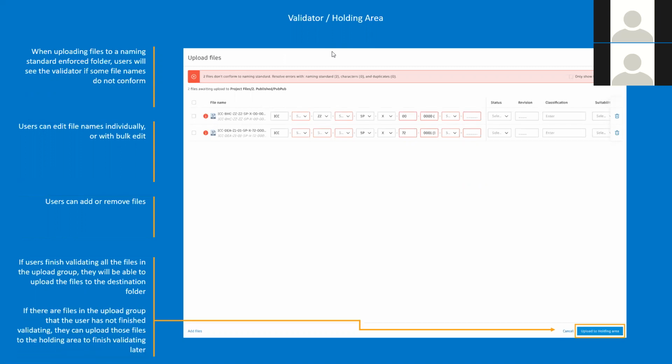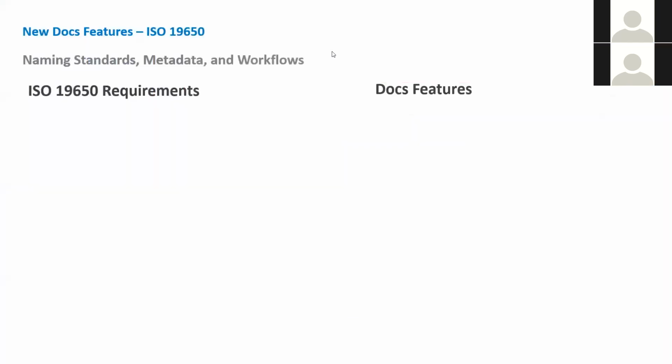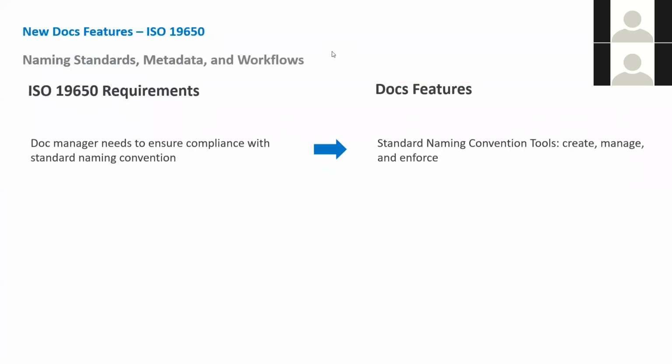And if there are files in the upload group that the user has not finished validating, they can upload those files to the holding area and then finish validating later. So let's say it's hit 5:30, you want to go home on a Friday or whatever, you can just put those files into your holding area there as well. So you know what has been validated and what hasn't. So very powerful for quality checking.